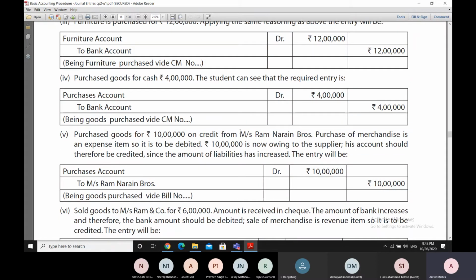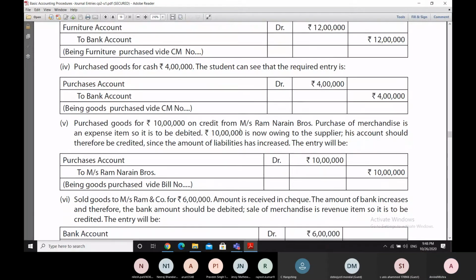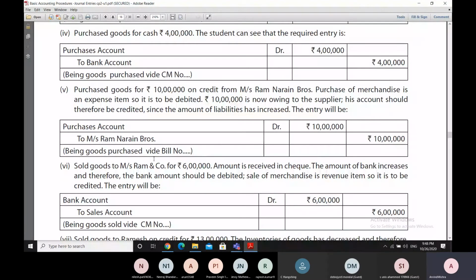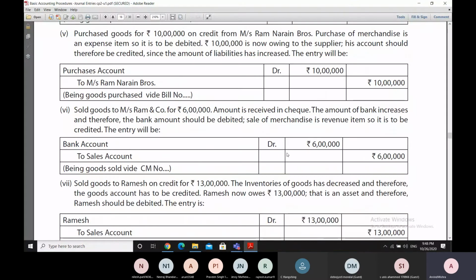Next is purchase of goods for 10 lakh rupees on credit from Messrs. Ram Narayan Brothers. Now purchase of merchandise is being made here and it is an expenditure item, and therefore 10 lakh rupees is debited, and Ram Narayan Brothers will be credited because that is a personal account. And in the explanation, we'll write being goods purchased, vide bill number such and such. That is an explanation.